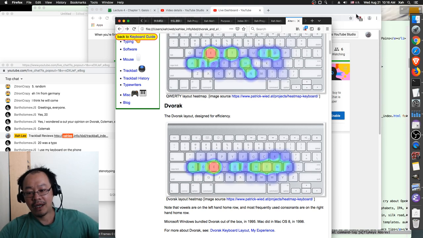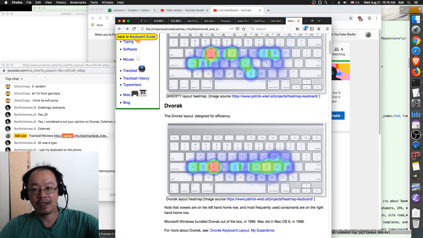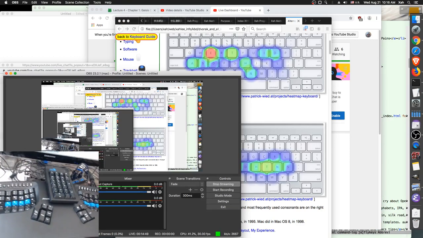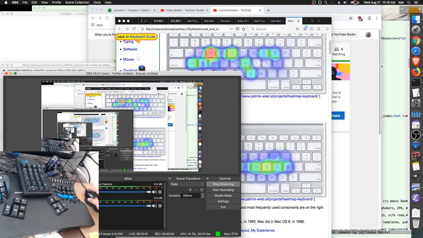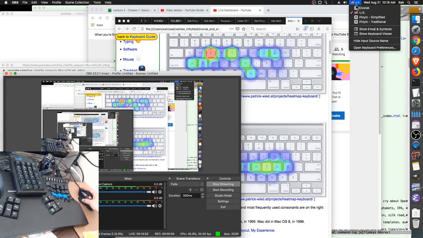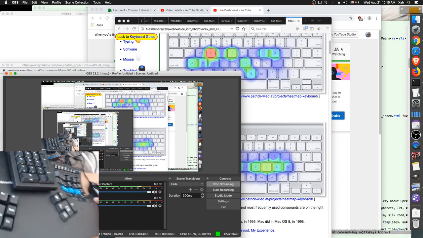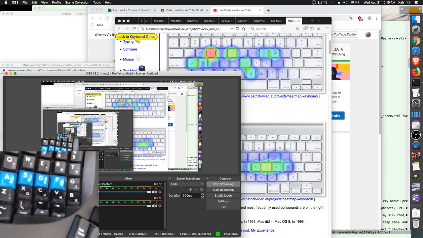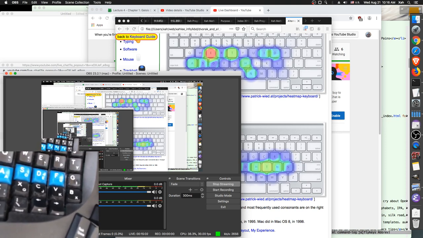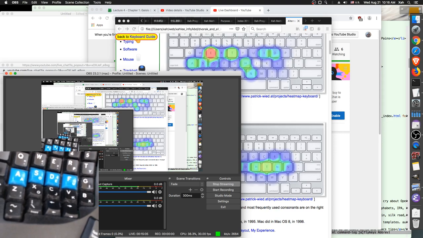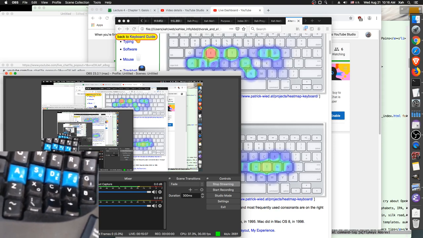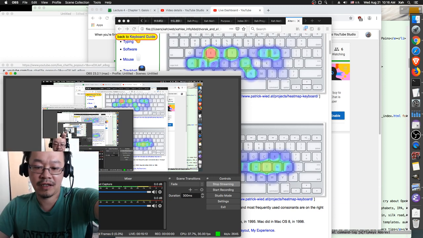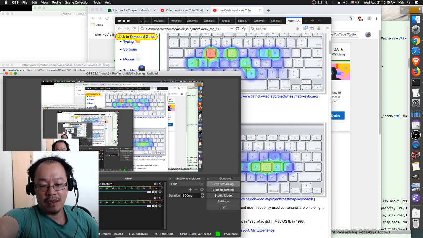Now, as I showed many times, I'm using a physical Dvorak layout, so I don't have to use software-based Dvorak, because the keys here actually have dual labels. You can see the lower right is the Dvorak layout. So that's a physical Dvorak keyboard.